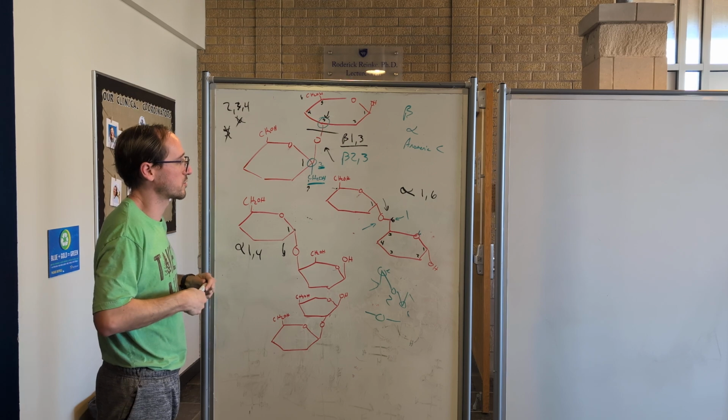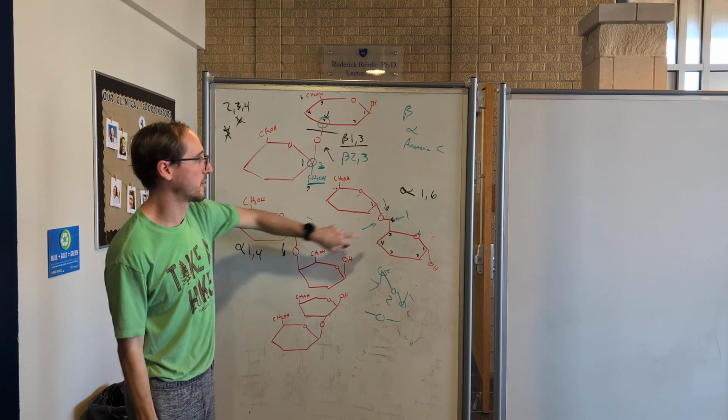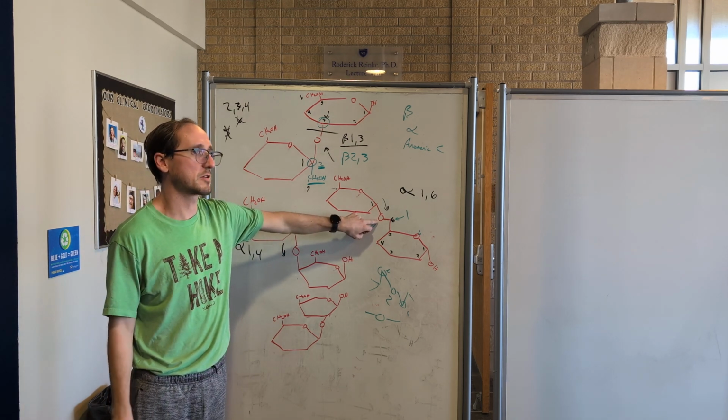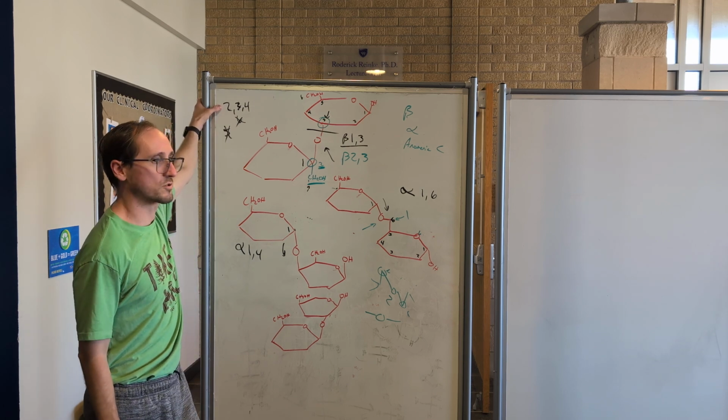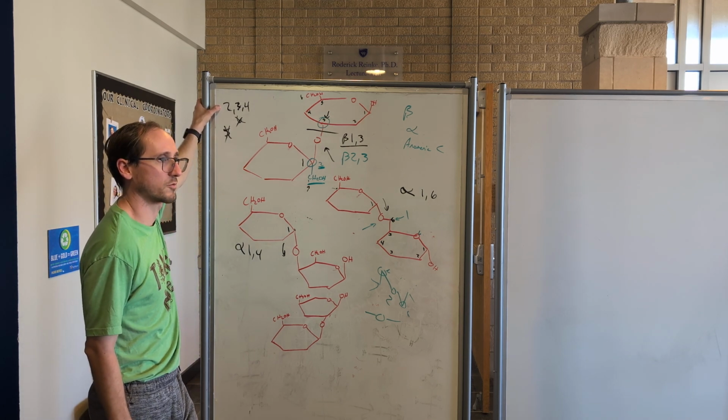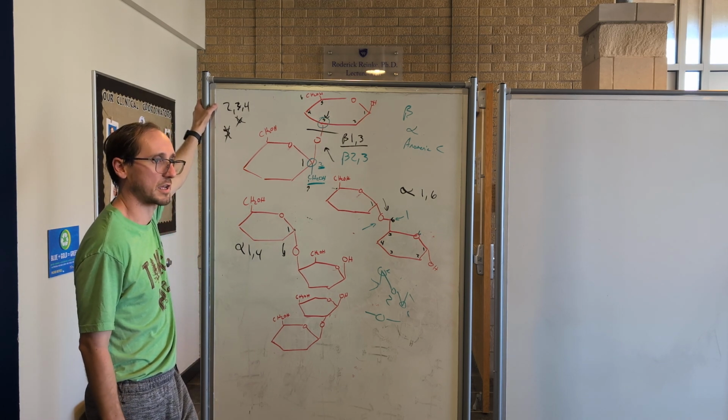It's really hard to draw it out like this with that 6 carbon there without confusing people. So I really think he's gonna use 2, 3, and 4s for the ones that he's drawing out, expecting us to be able to know alpha or beta.